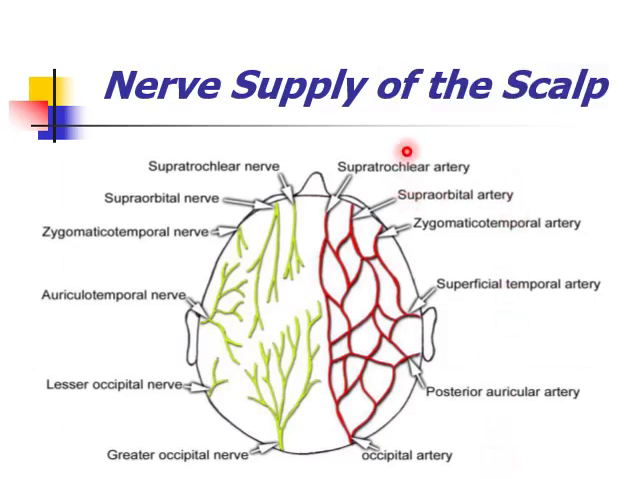So again, this is the same picture for the arterial supply. Supraorbital and supratrochlear have 2 veins with the same names, plus zygomaticotemporal, superficial temporal, posterior auricular, and occipital. The zygomaticotemporal gives a minute share in the blood supply of the scalp, so we do not mention it a lot. We stick to the other 5: supratrochlear, supraorbital, superficial temporal, posterior auricular, and the occipital artery.